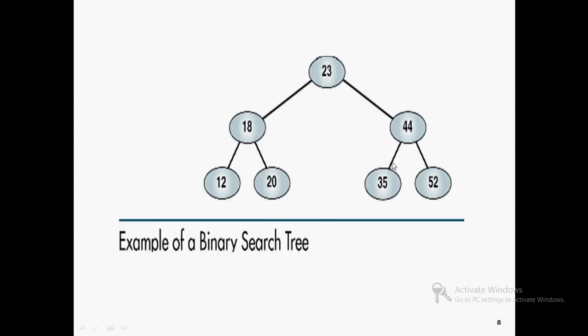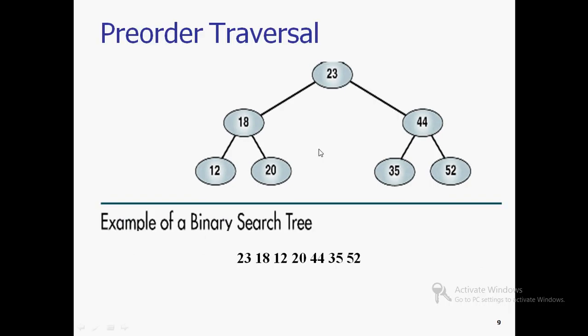To take an example, this is a binary search tree consisting of various elements. Coming to the pre-order traversal, first we visit the root node, that is 23, followed by the left subtree which has 18 as a root node, and we visit 18, which has left subtree 12. For this 18, the left subtree is completed, the root is also completed. Now we go for the right subtree which has the value 20. For this root node, the left subtree is completed, and this root is also completed. Coming to the right subtree, we are going to visit 44 followed by 35 and finally 52.